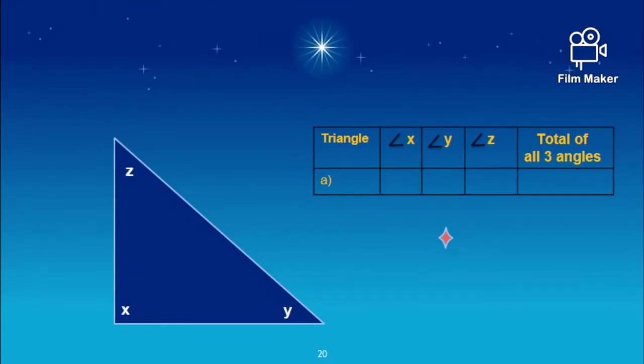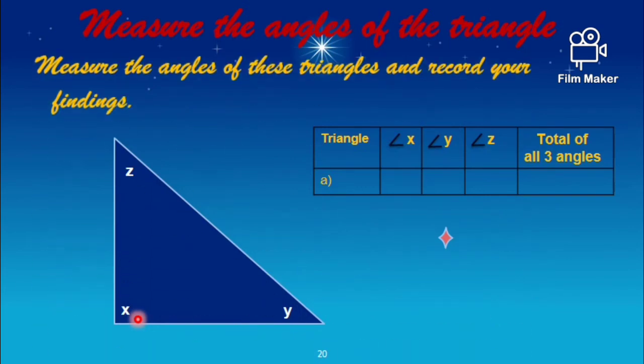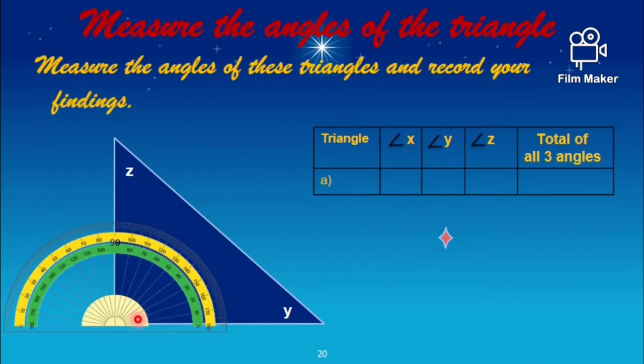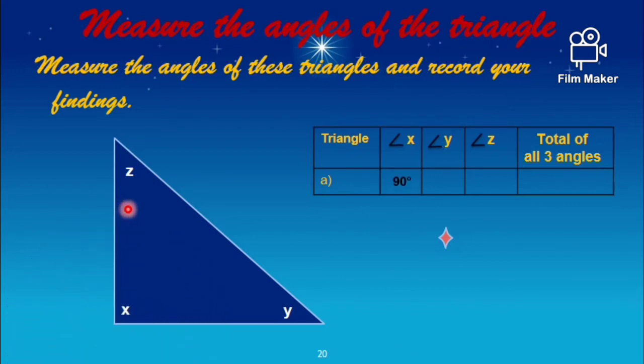Now let's measure the angles of this triangle, angle XYZ, with the help of protractor. First we will measure angle X. Measure the angles of the triangle and record your findings in the table. First we will measure angle X with the help of protractor, and this angle is of 90 degree. Angle X is of 90 degree.